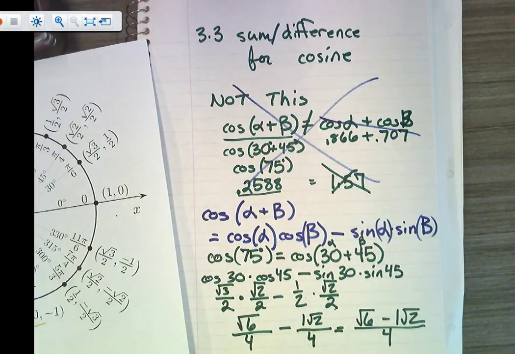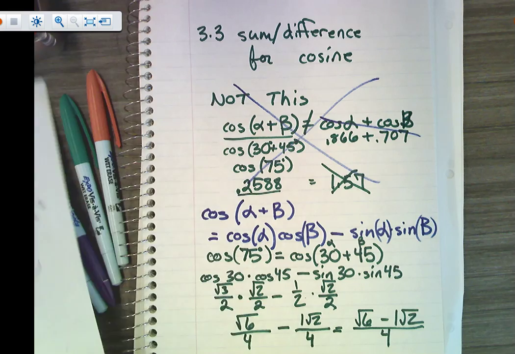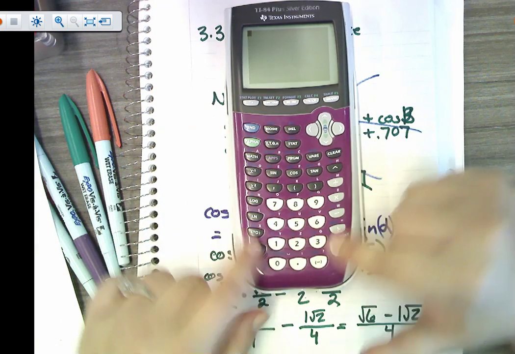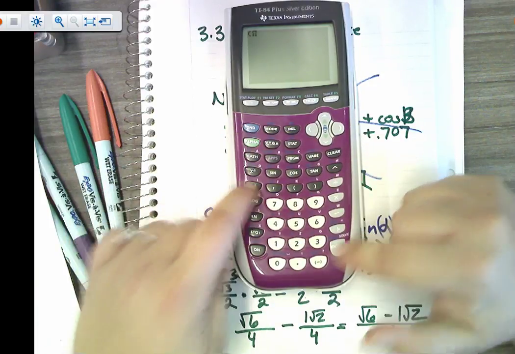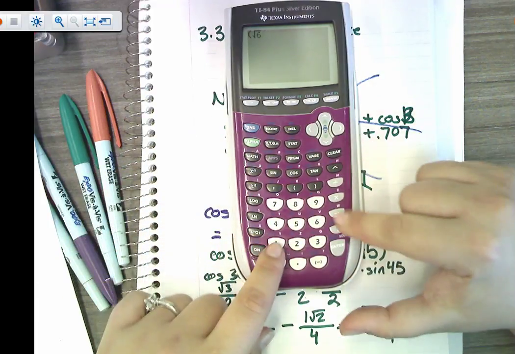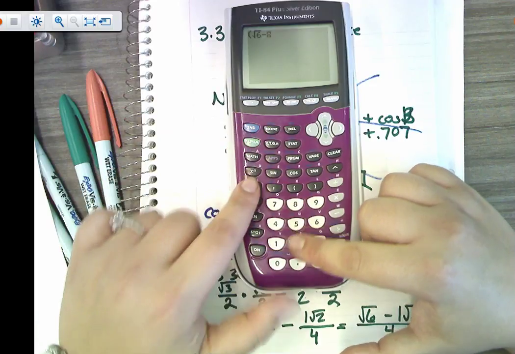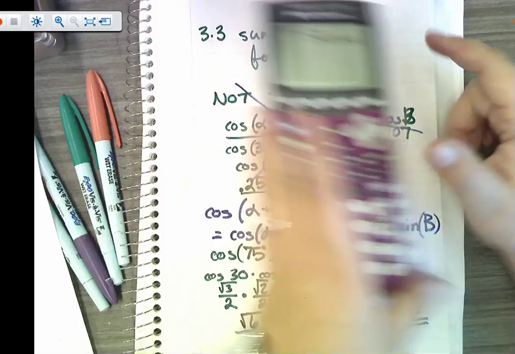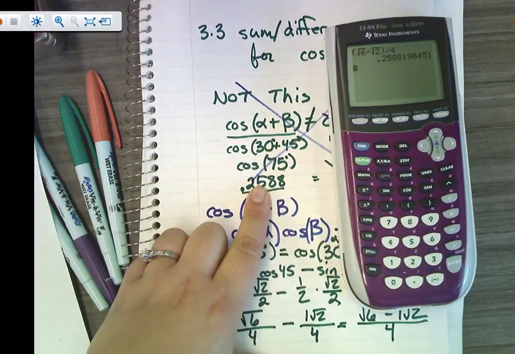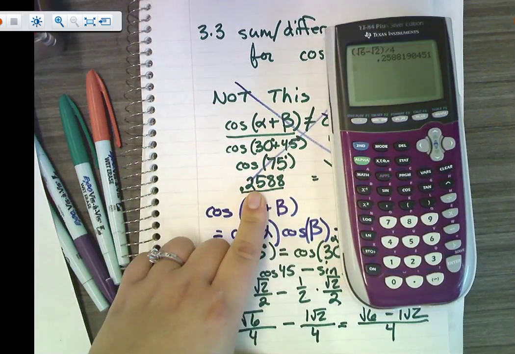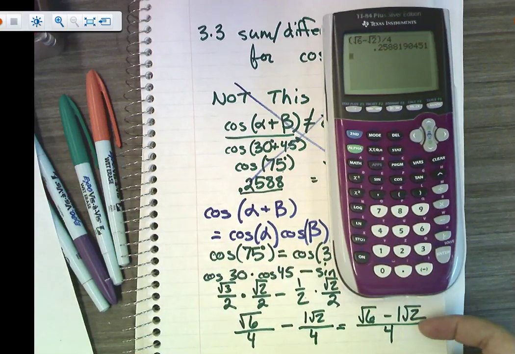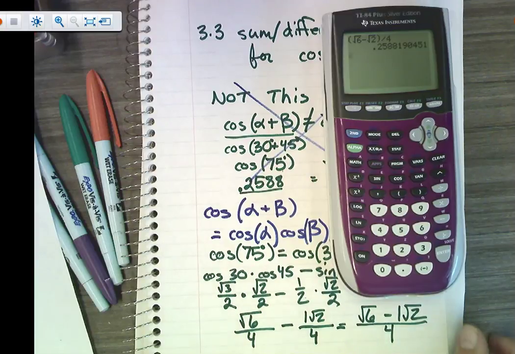I want you to go through and quickly check that with the calculator just to check your answer. So you should be able to type in parentheses, the square root of 6 minus the square root of 2 all over 4, and I should get that 0.2588 that we already figured out, just from that other example. I just don't want it as a decimal. I want the long, gross version that for some reason mathematicians have always thought looked nicer.